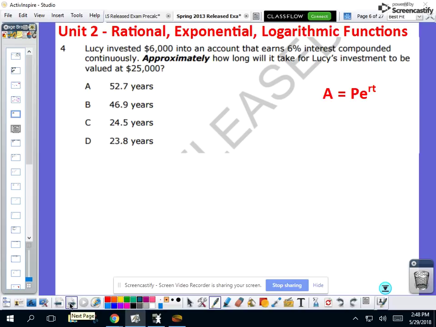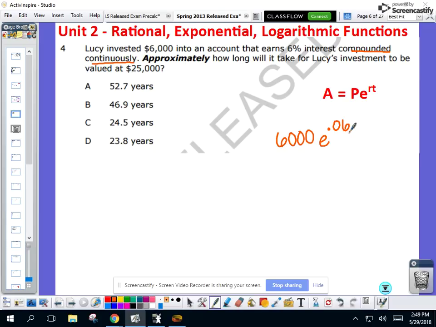Number 4, this comes from Unit 2, and we're talking about Lucy investing some money. There's a nice formula over on the right side of the board for you, and it's our APERT, or exponential growth formula. And I know that we're using this formula because it says compounded continuously. So we'll plug in all the values for this function. P, the principal, the initial amount that you start with, $6,000. E is a nice math number that we'll just keep right there. And our rate we need to convert to a decimal, 0.06.